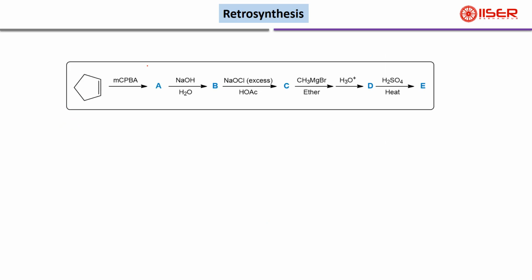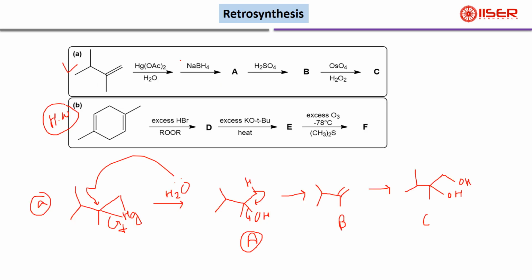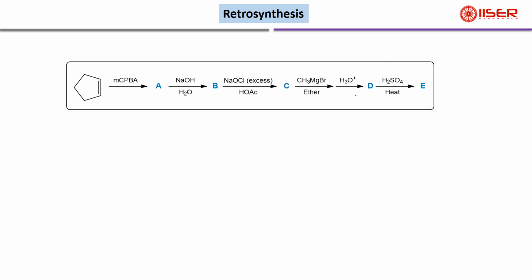What will be A, B, C and D? You can take a snapshot of this problem and try by yourself. What will be A, B, C, D and E? So let's go step by step. If you do MCPBA, it will undergo epoxidation.